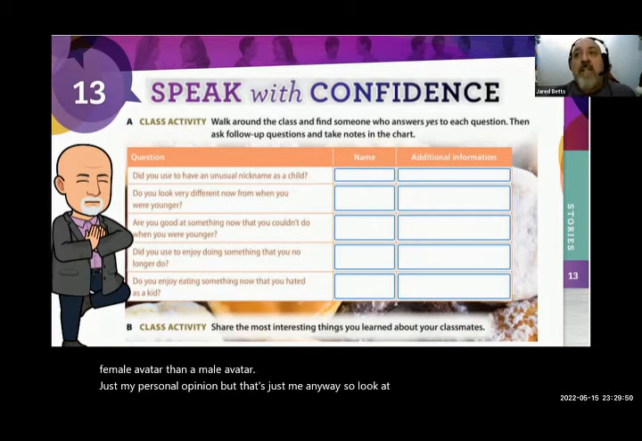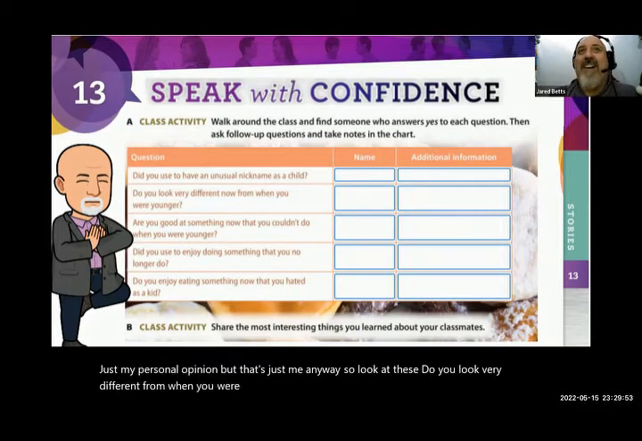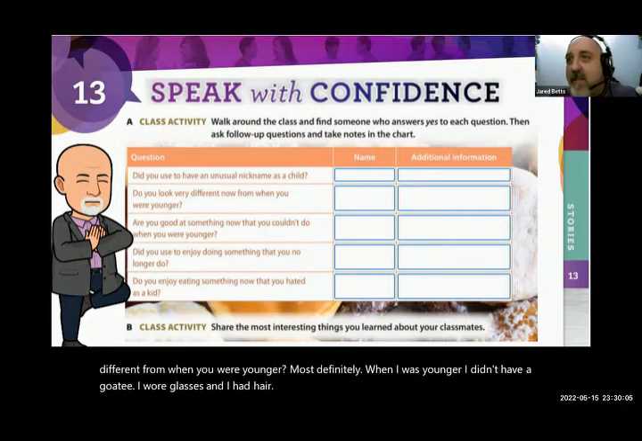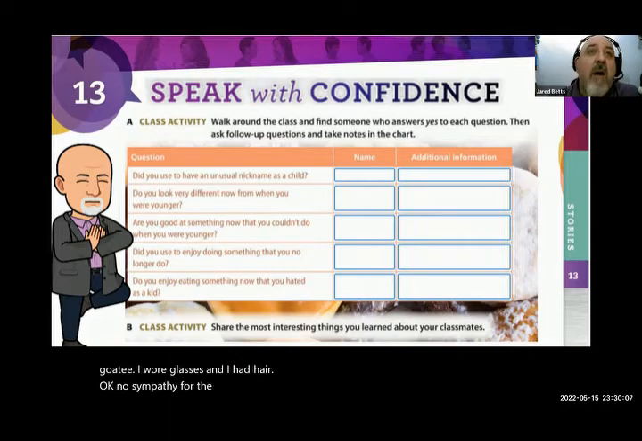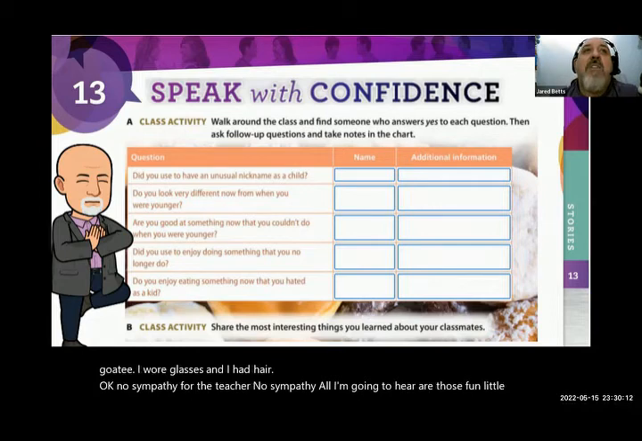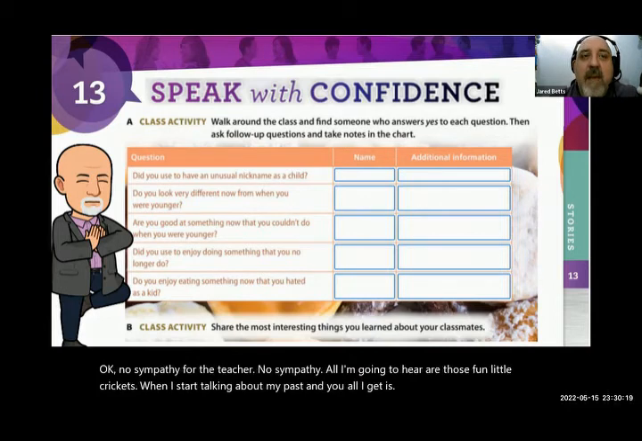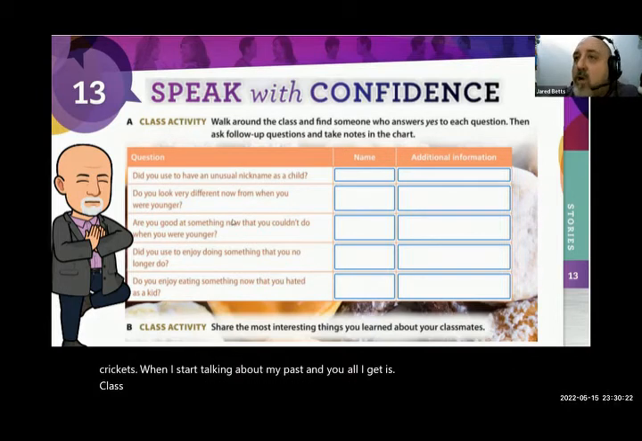Do you look very different from when you were younger? Most definitely. When I was younger, I didn't have a goatee. I wore glasses and I had hair. Okay, no sympathy for the teacher. No sympathy. All I'm going to hear are those fun little crickets. Oh, when I start talking about my past, and all I get is, class time. Okay, are you good at something now that you couldn't do when you were younger?